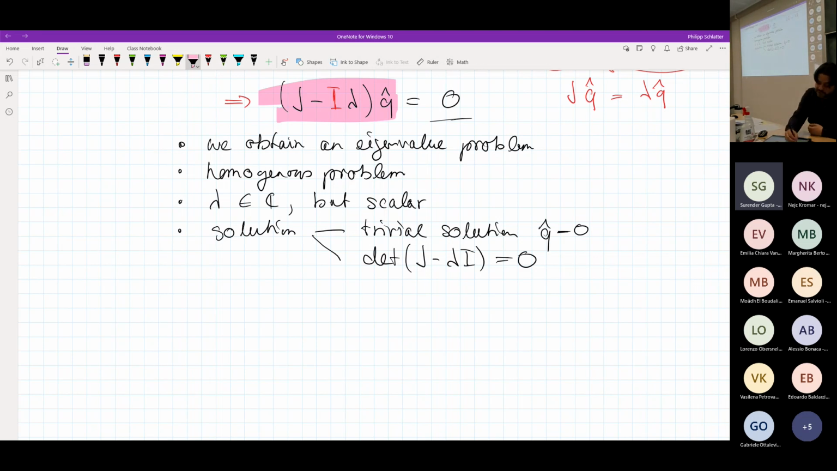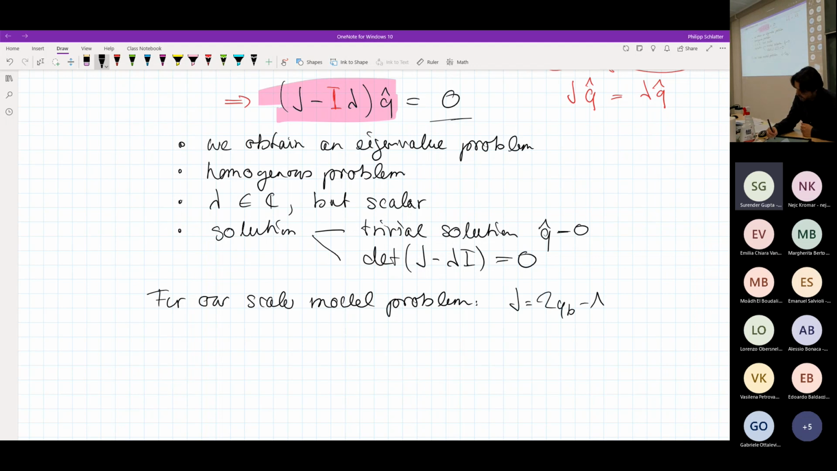Now, of course, just to finish our example that we had, we can set up this eigenvalue problem and solve it. Of course, in our case, we have a scalar problem. In a scalar problem, the eigenvalue problem is not so interesting, but we can still do it. So for our scalar model problem, we can calculate everything. Our Jacobian was 2qb minus a, and the eigenvalue problem, as I said, is not extremely interesting because the determinant of J minus lambda I would just be J equals lambda, nothing else. So that means for us, lambda would just be 2q minus a.